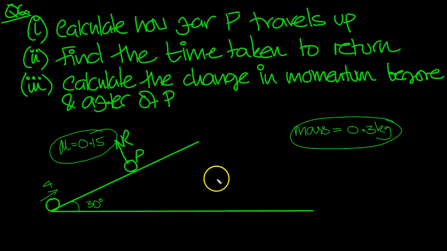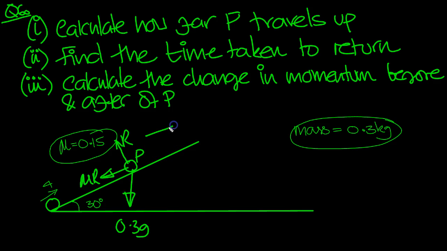So here's the question in summary form, with the picture. P, the mass is 0.3, the coefficient of friction is 0.15. It's projected up at 4 meters per second. So the weight will act vertically down, it will be 0.3 g. Then as it goes up, it will have a resistant force here of mu R.